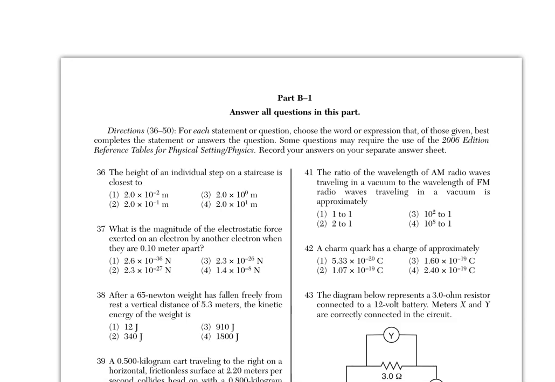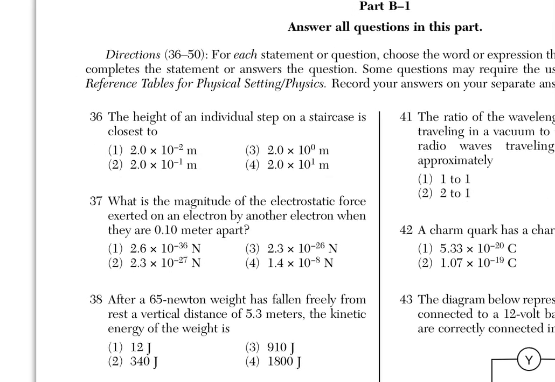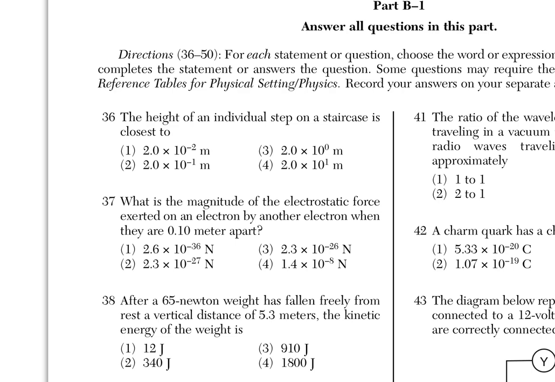So this is the video for Part B of the June 2018 Regents exam. We have the B1 multiple choice and the B2 extended response. Let's go. So 36 begins with an estimation question, as they often do.